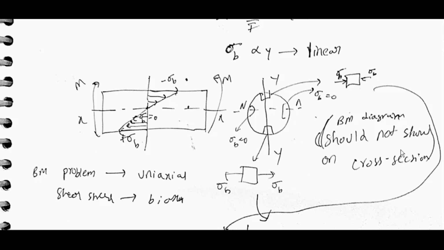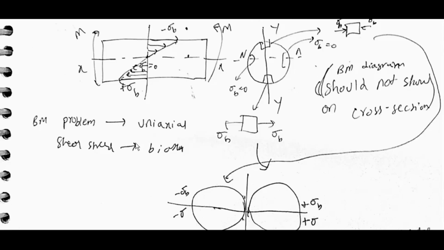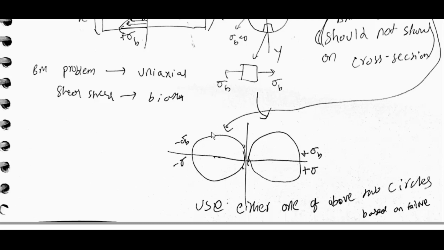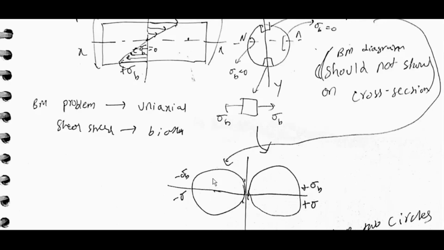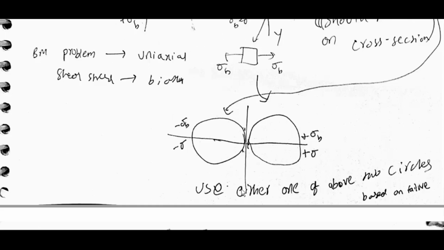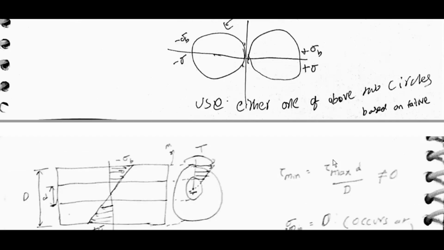The bending moment diagram should not be shown on the cross section, and because it is not torsion, it should be shown like this. On an interview, it may be asked. For a bending moment problem with uniaxial and biaxial stress, it is either plus sigma b, plus sigma, or minus sigma b, minus sigma, because if we take the top it will be like this, and if we take the bottom it will be like this. Use either one of the above two circles based on failure.